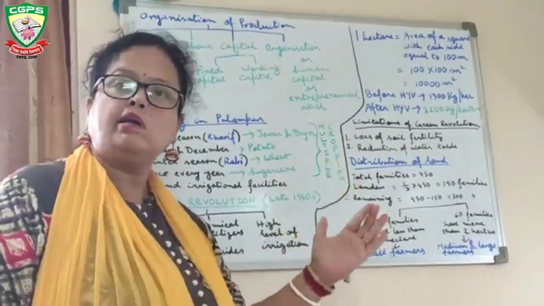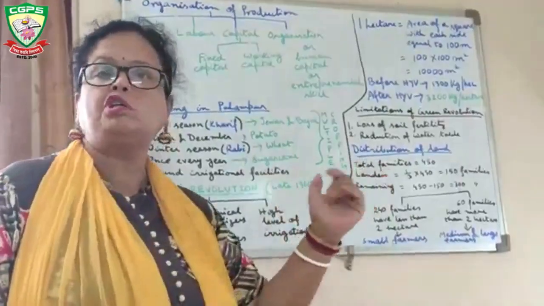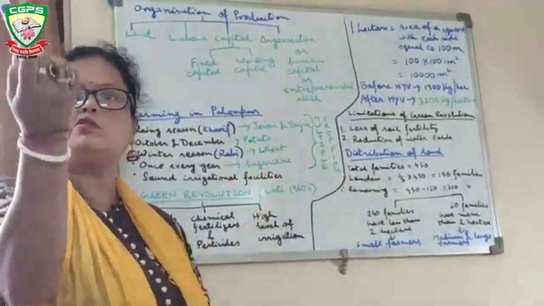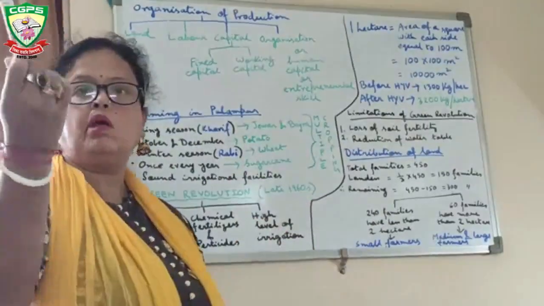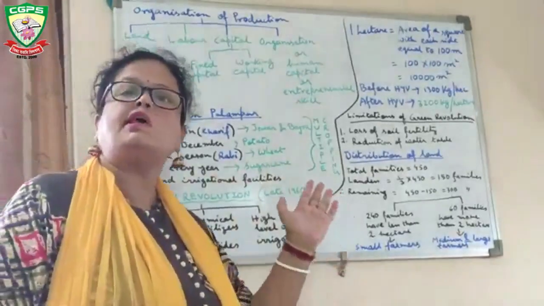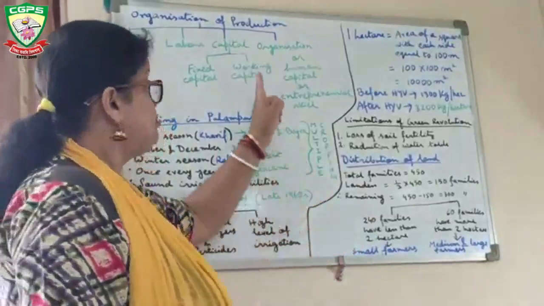Fixed capital is that capital which can be used again and again. The machines, tools, which can be used again and again. Suppose this pen, this whiteboard, I can use these again and again. So it is coming under fixed capital.